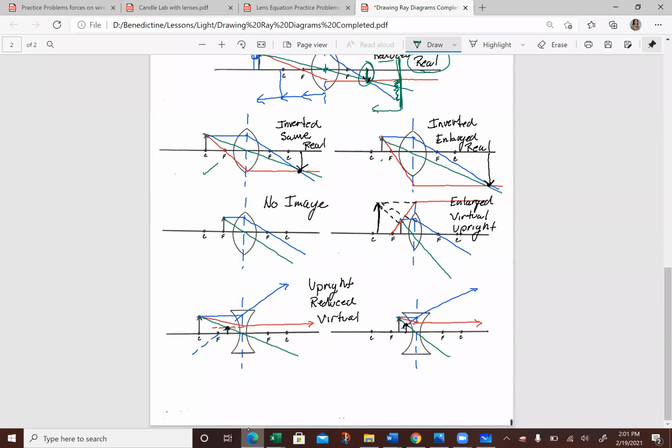These virtual images, as Pierce said, are the result of light diverging and spreading apart. You're still going to be able to see them, but you cannot project them onto a screen. Remember, all these images can be seen, but only real ones can be projected onto a screen, because I cannot take my index card and put it over here when my candle is located right here. All I can do is put my eye on this side, and with my eye I'm going to actually see the image. I cannot project it onto a screen.